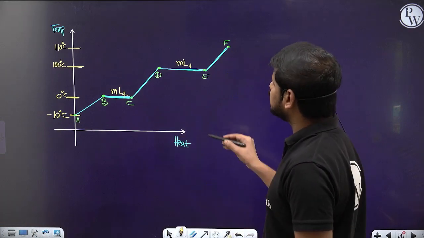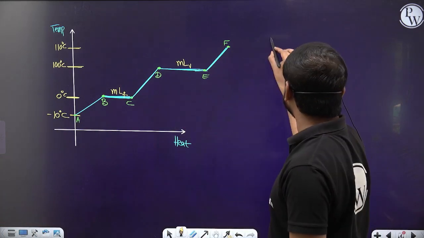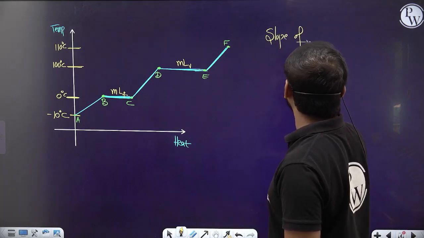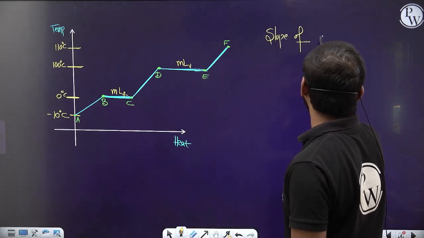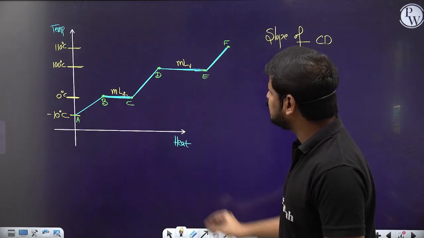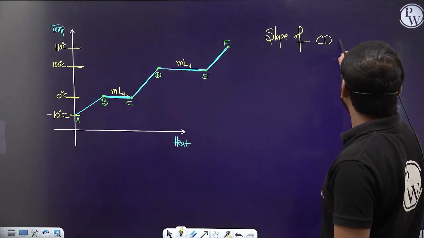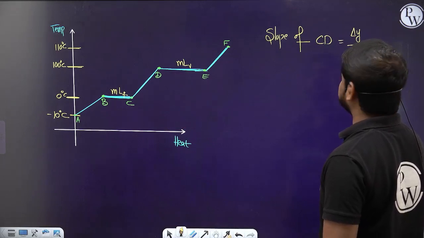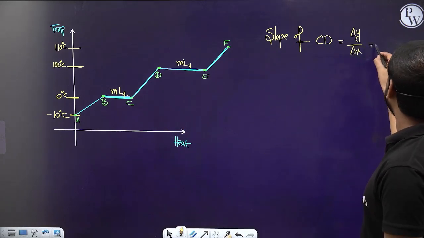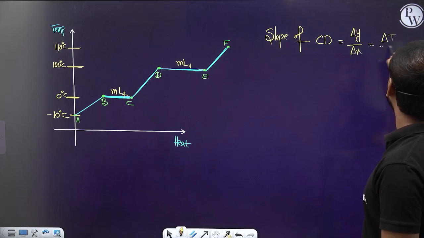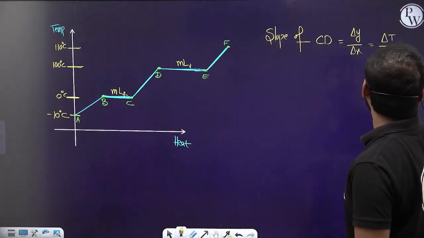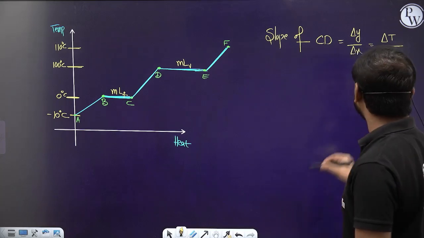Chal. And then one more thing here. Let's find the slope of this curve, the slope of the heating curve. Let's say the slope of the CD part. So the slope of the CD part is equal to delta y by delta x, the change in y by the change in x. What is the change in y? Delta T. And in the x direction we have heat only, so delta H.